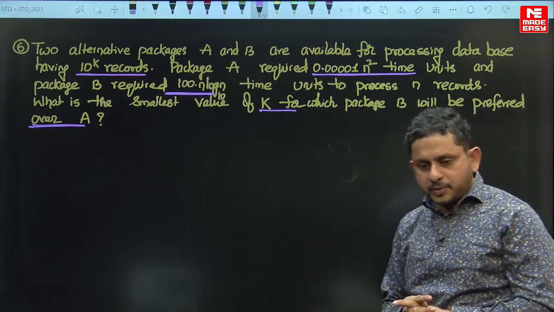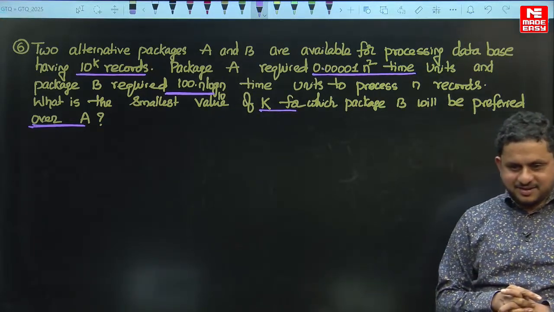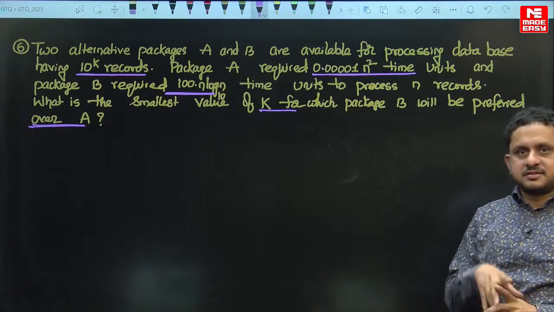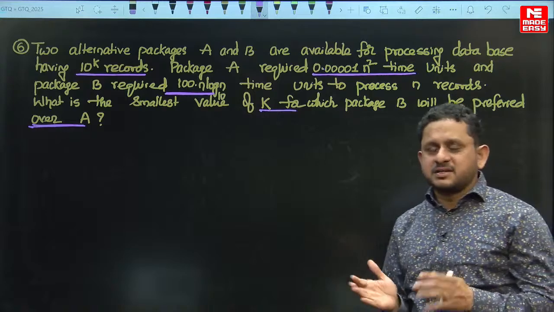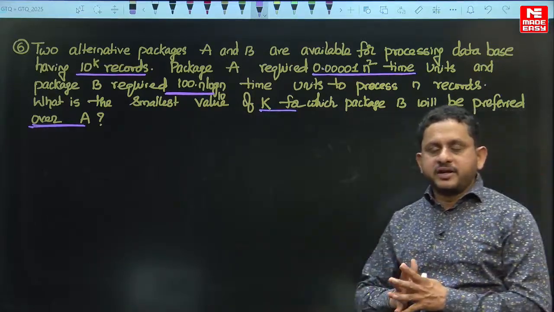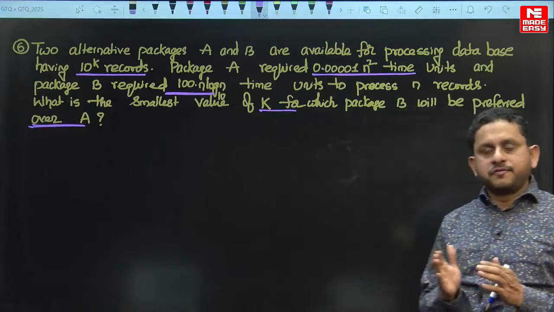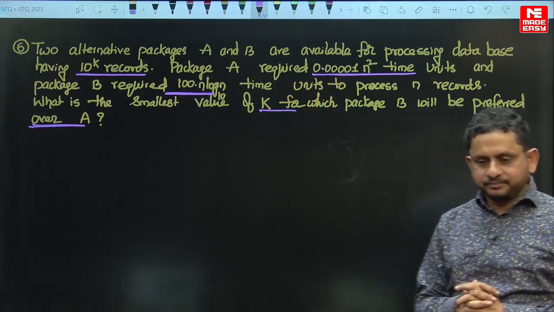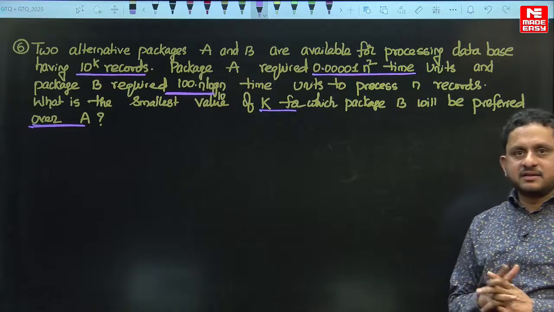For GATE DA, how many students can appear? Expected probably 50 to 60,000, because most of the CS students are also applying for DA. So probably around 50 to 60,000 students can appear for GATE DA. I am expecting that much.